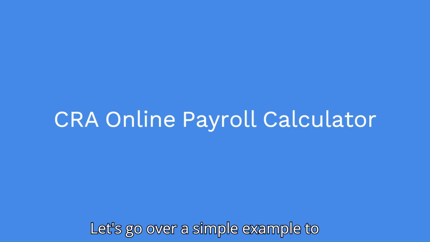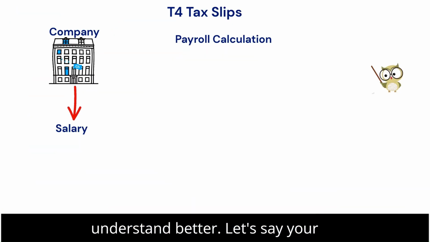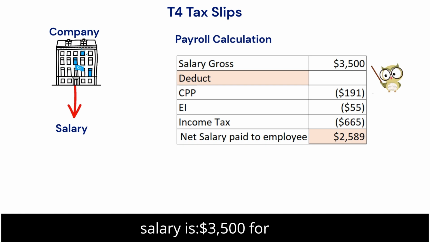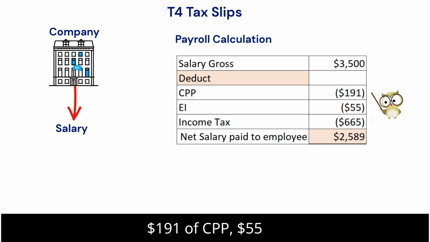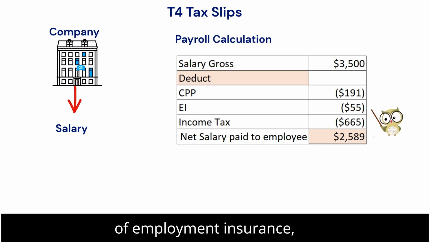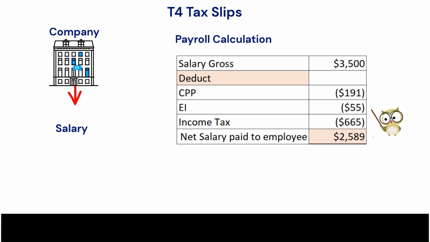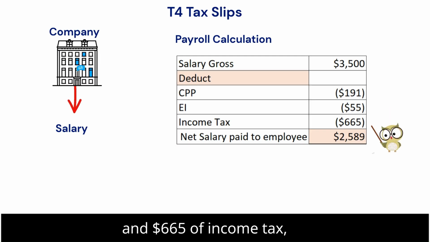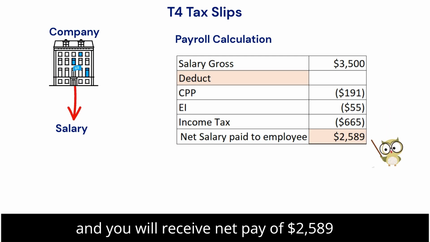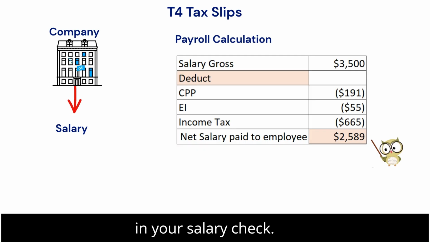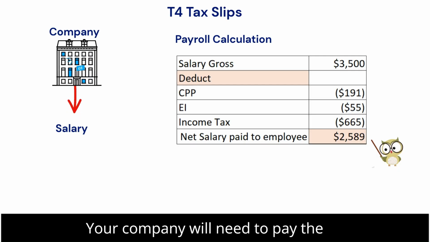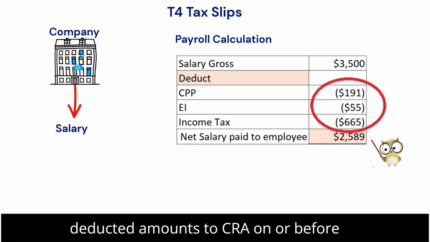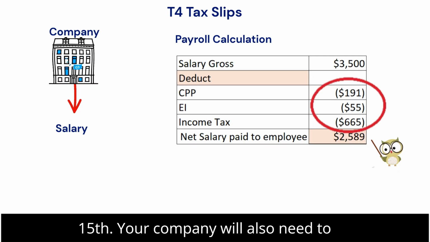Let's go over a simple example to understand better. Let's say your salary is $3,500 for this pay period. Your company will deduct $191 of CPP, $55 of employment insurance, and $665 of income tax. And you will receive a net pay of $2,589 in your salary check. Your company will need to pay the deducted amounts to CRA on or before the 15th.